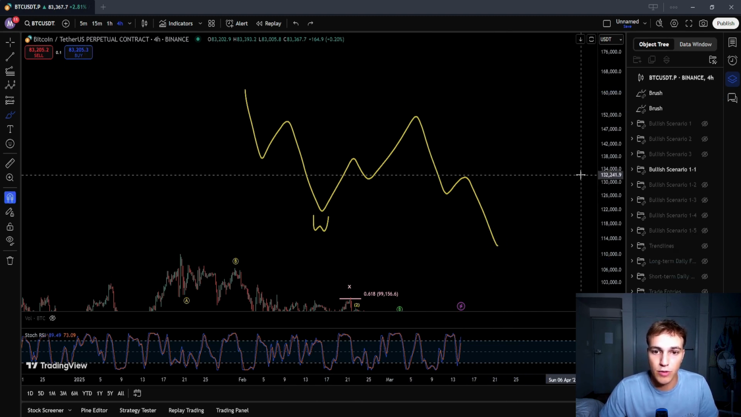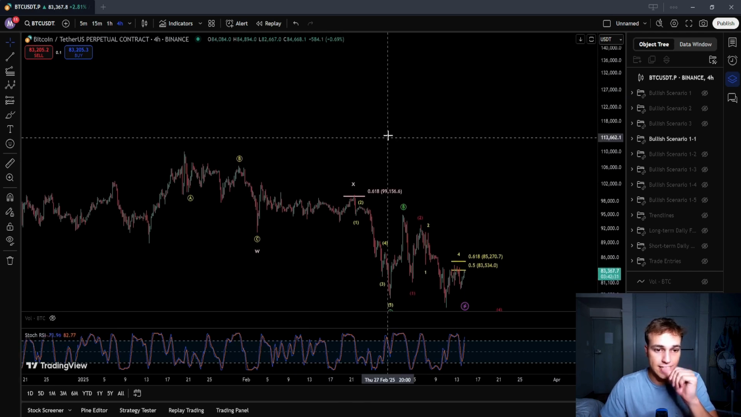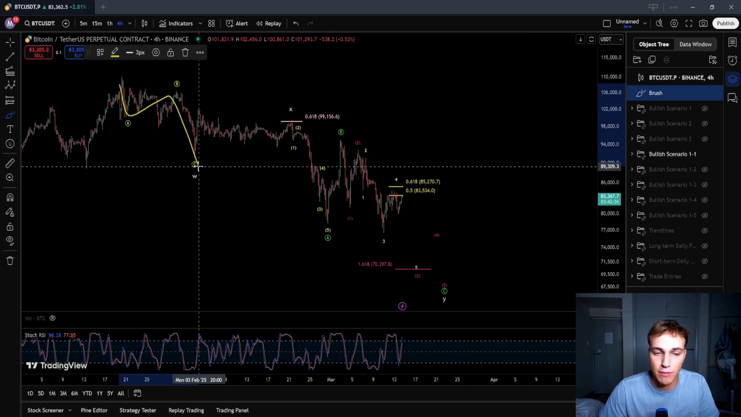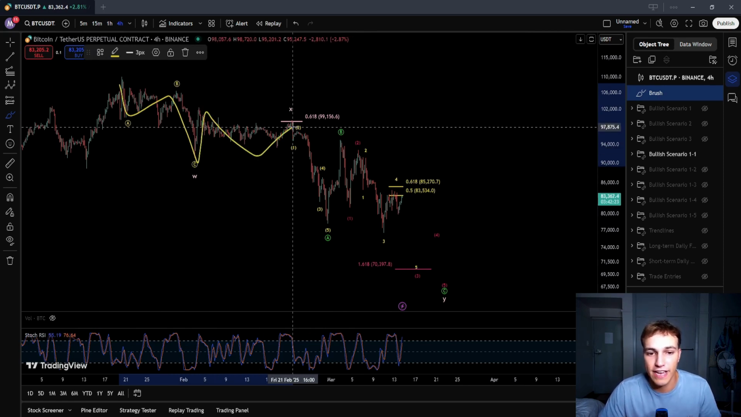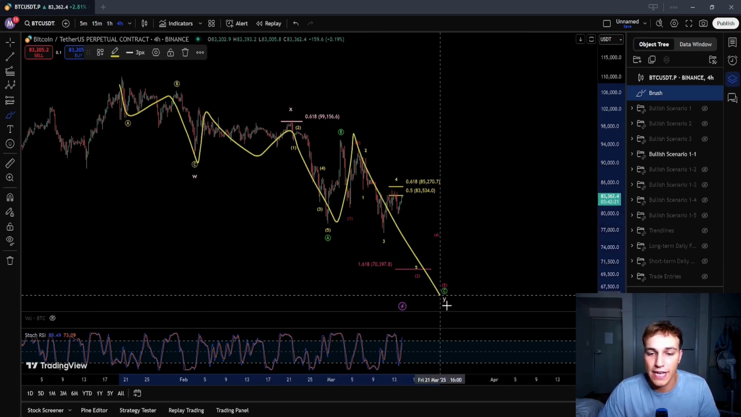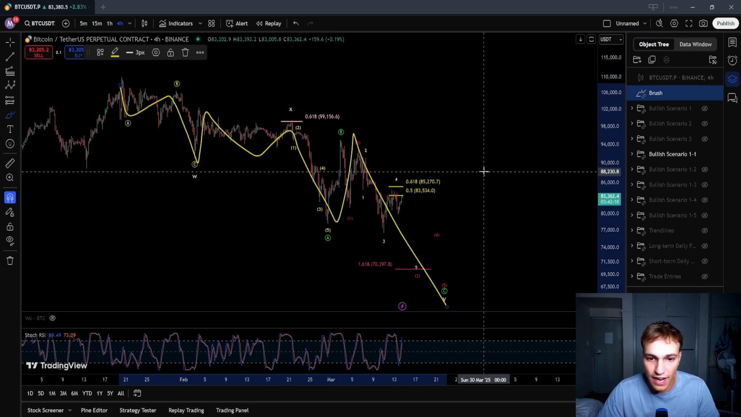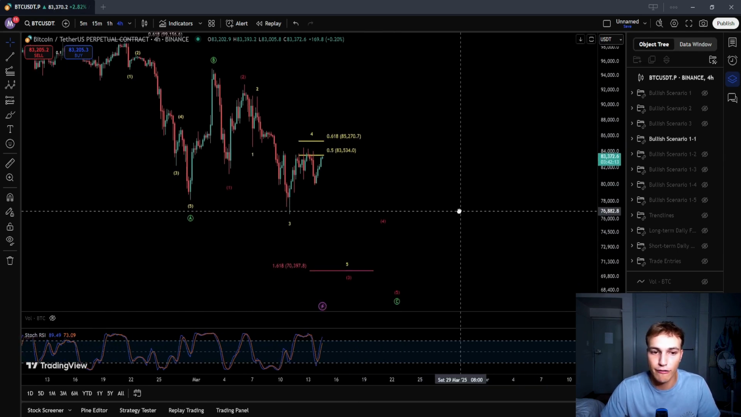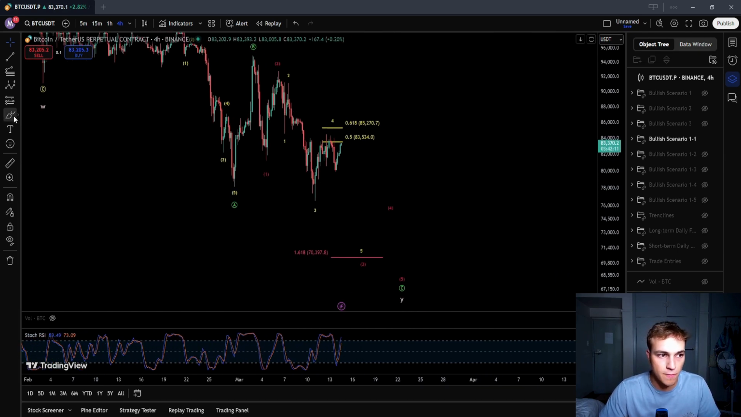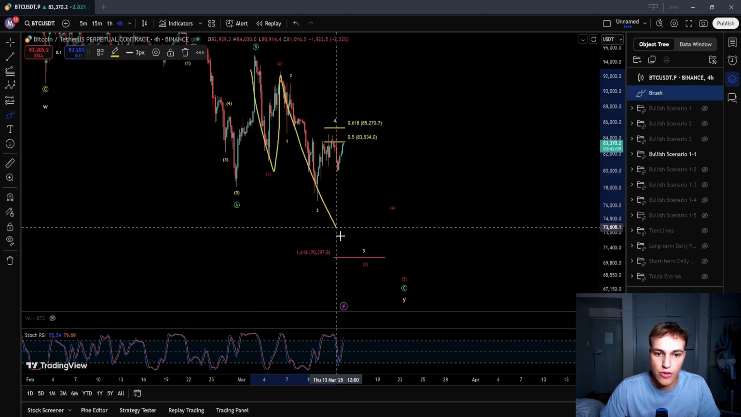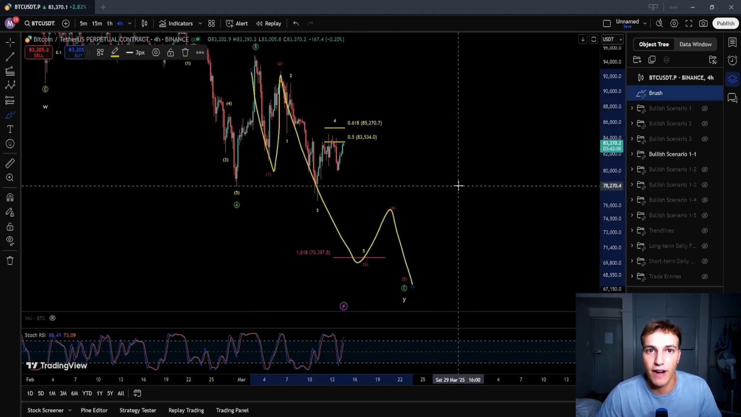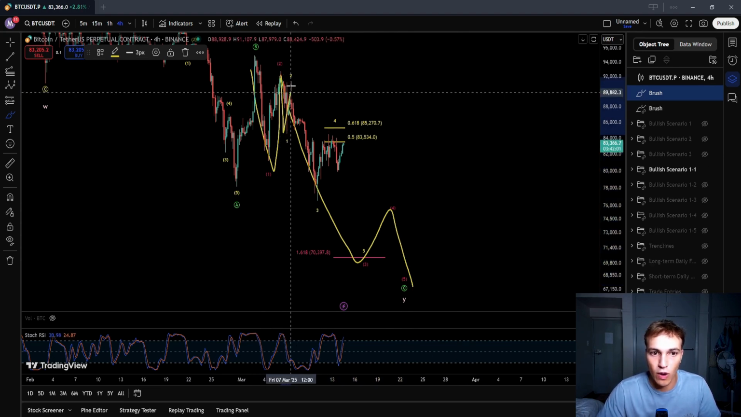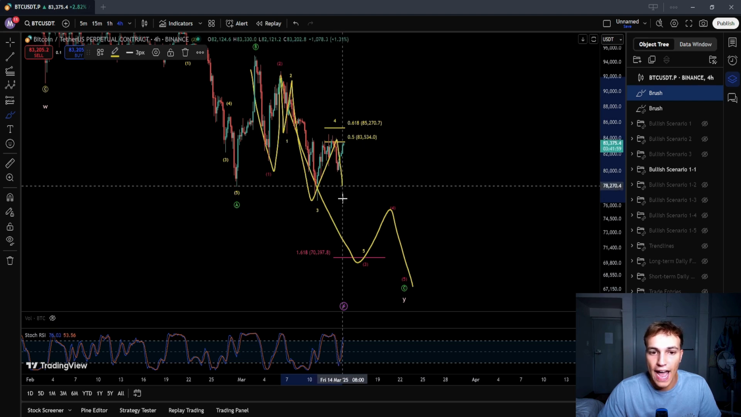So if we look at the moment on the 4-hourly structure, a WXY is a corrective structure where we have an ABC down in W, an ABC in wave X, and now we are looking for an ABC in wave Y. Now, the problem with this move here is in the C wave, we are looking for a 5-wave structure, a 1, 2, 3, 4, and wave 5. But inside this wave 3, we need another 5-wave structure, a 1, 2, 3, 4, and a wave 5.